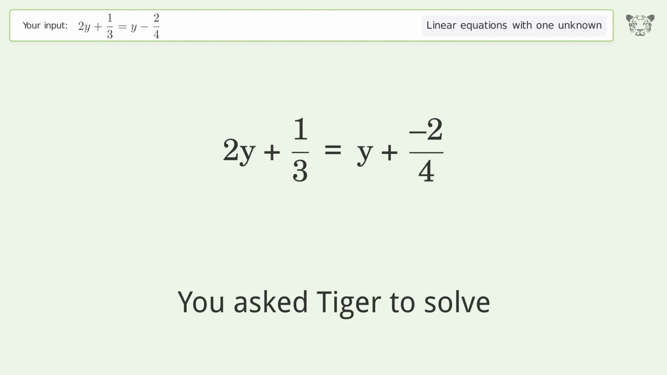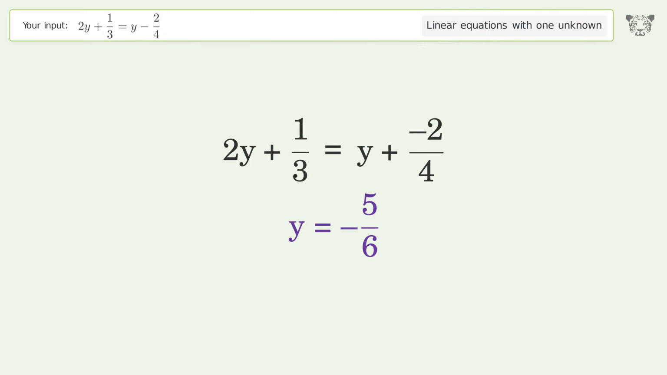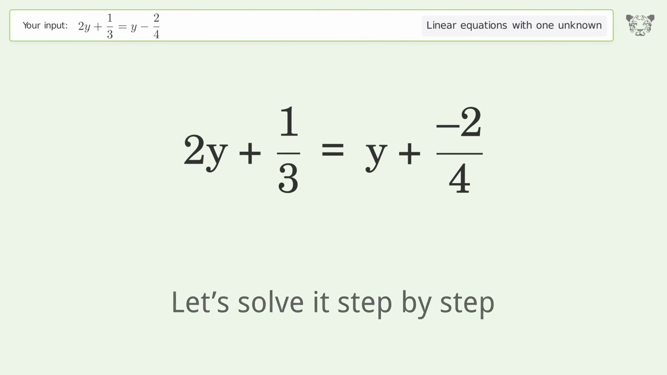You ask Tiger to solve. This deals with linear equations with one unknown. The final result is y equals -5/6. Let's solve it step by step.